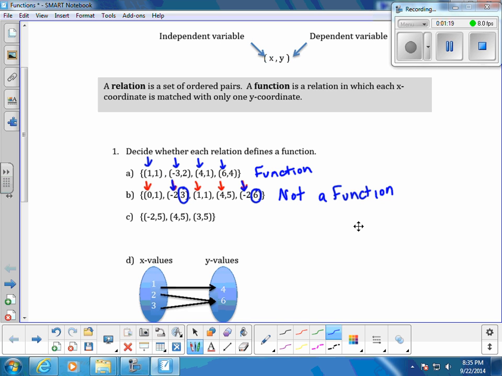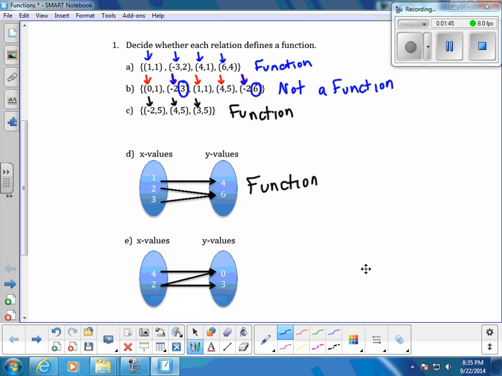Alright, so let's look at C. We look at our x values: -2, 4, 3. Yes, this is a function. Every x is paired with exactly one value of y. So 1 is mapped to 4, 2 to 6, 3 to 6. So yes, this is a function because every x is mapped with exactly one value of y.